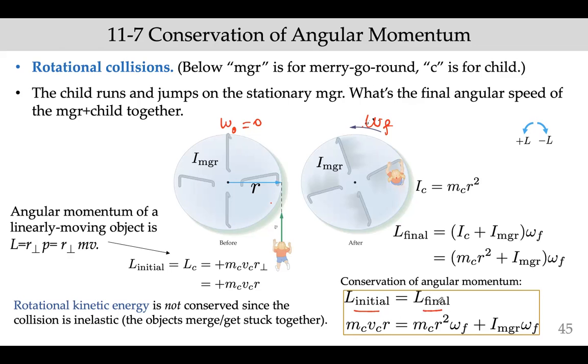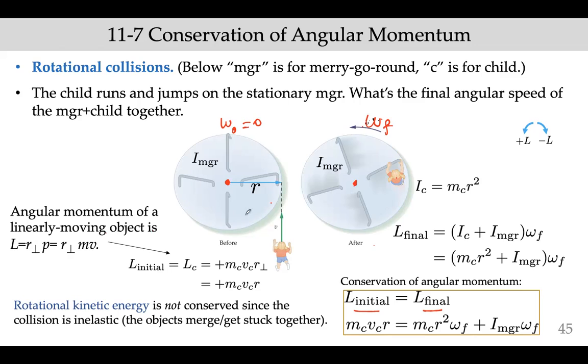But to be able to write this equation, of course, we need to first calculate the initial and final angular momenta. Let's start with the initial one. So the angular momentum of a linearly moving object, we'll learn about this. Remember, even if an object, like in this case the child, moves linearly, we can still define angular momentum for that object with respect to any point. In this case, we're going to choose the center of the merry-go-round, because in the final case, everything will be going around that center.